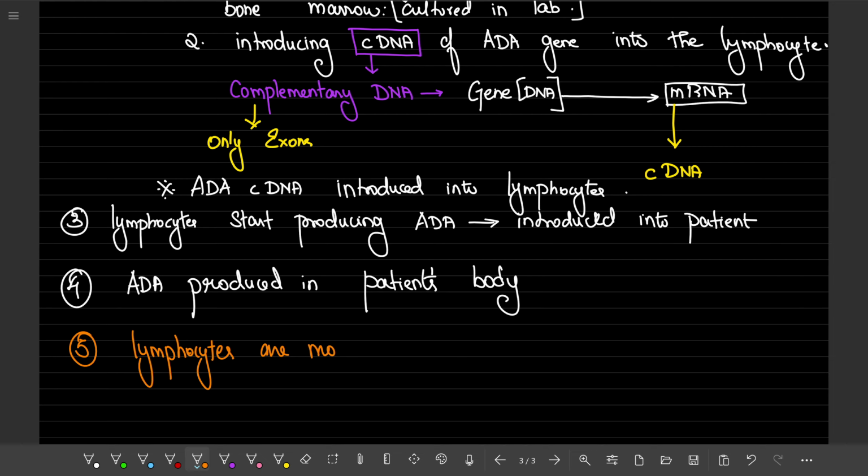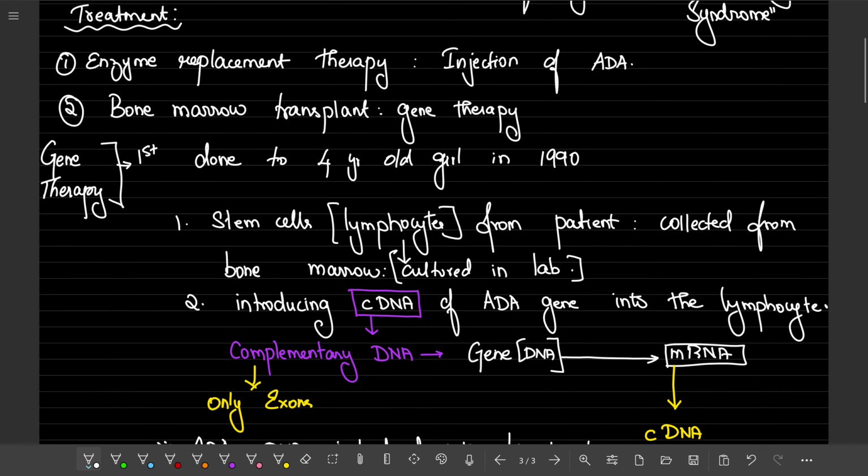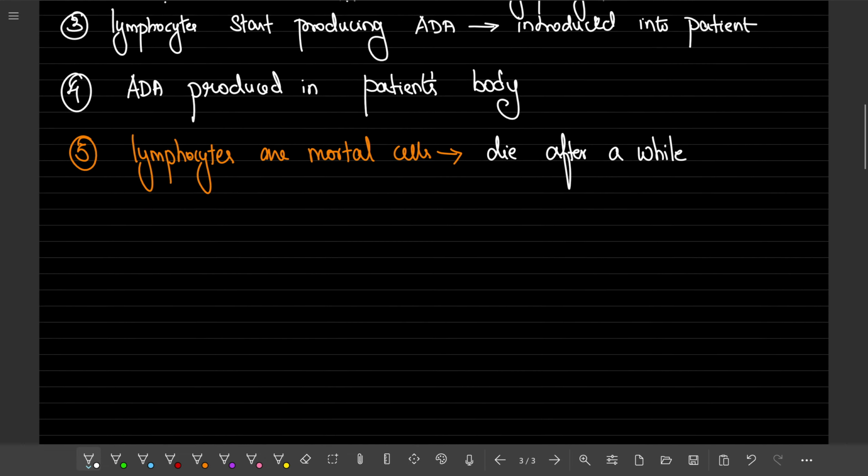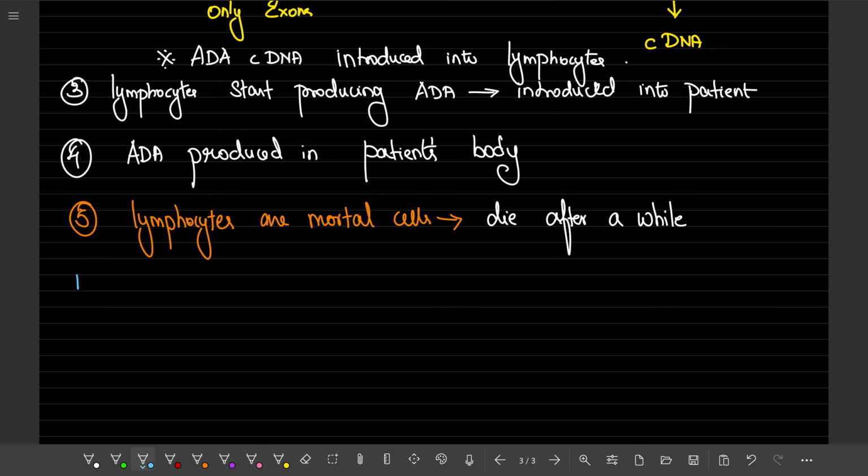This is not permanent because lymphocytes are mortal cells. Meaning what? They will die after their lifespan is over, which means again it has to be done. Which means it is a long-term solution compared to enzyme replacement therapy, but not a permanent solution. But what would be a permanent solution? Doing this in the embryonic stage.